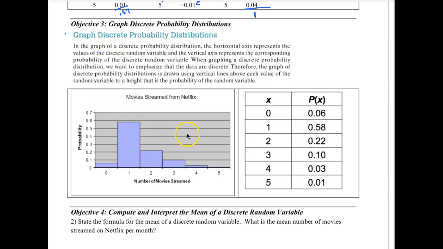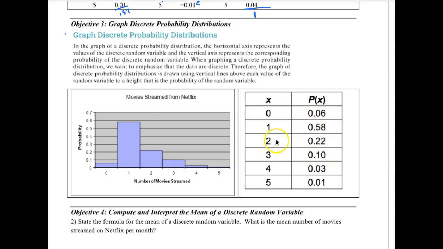And so we talked about probability distributions looking like either a graph, a table, or a formula. So here we have the two situations. Here is a table of values. The variable X is the number of movies watched on Netflix per month. And the P of X is the probability or the percent of people who watch those number of movies.